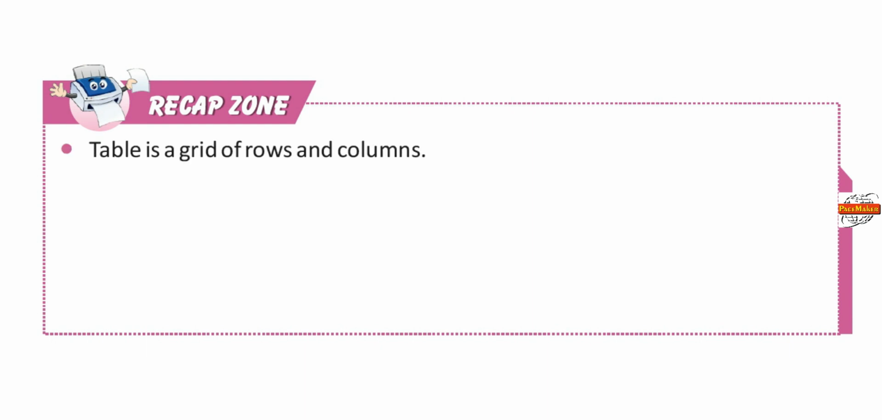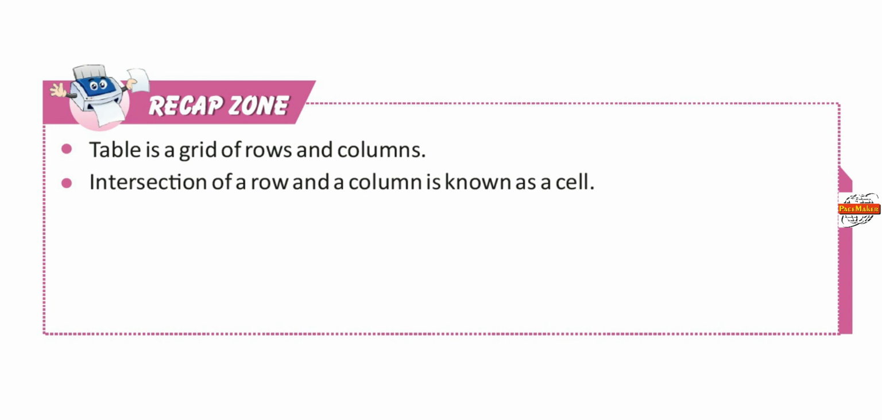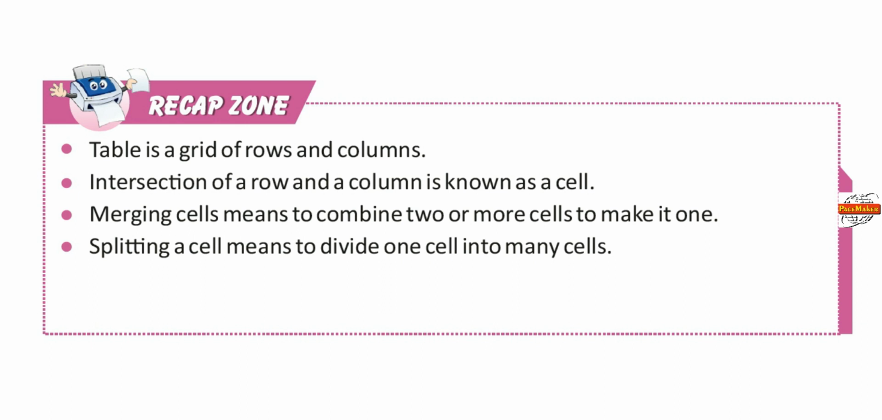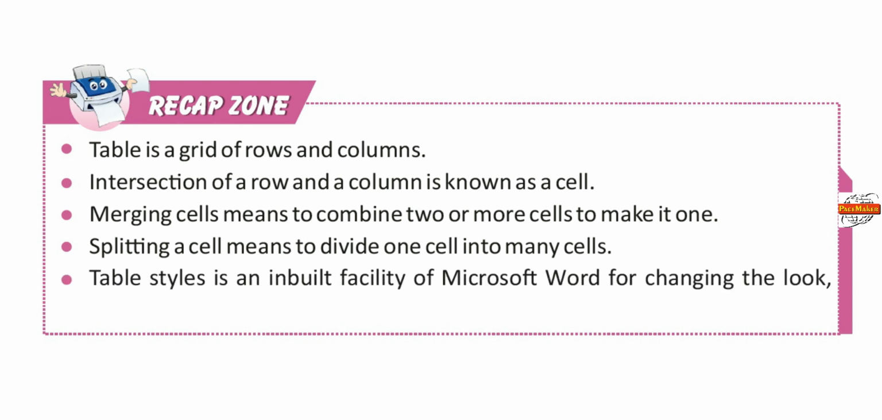Recap zone. Table is a grid of rows and columns. Intersection of a row and a column is known as a cell. Merging cells means to combine 2 or more cells to make it one. Splitting a cell means to divide one cell into many cells. Table Styles is an inbuilt facility of Microsoft Word for changing the look, color, and design of the borders of a table.